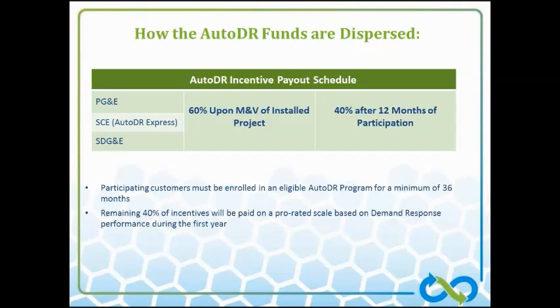And then the other 40% of that comes after 12 months of demand response participation. So what that means is if you're in a demand response program that's called a dozen times a year, then the other 40% of your incentive is going to be based on your participation during those 12 events. So the remaining 40% is paid on a prorated scale. So if you participated at 80% of the demand response participation for the next year, then you would be receiving 80% of that final 40% payment.